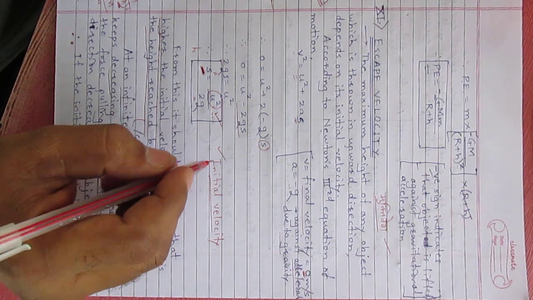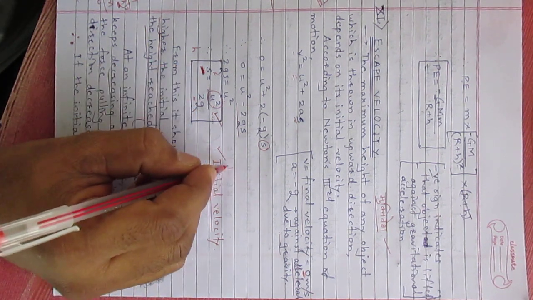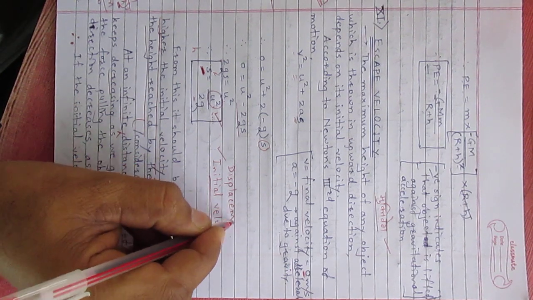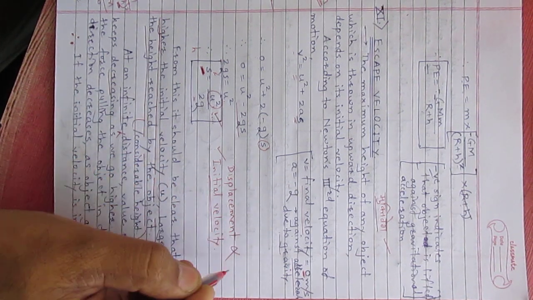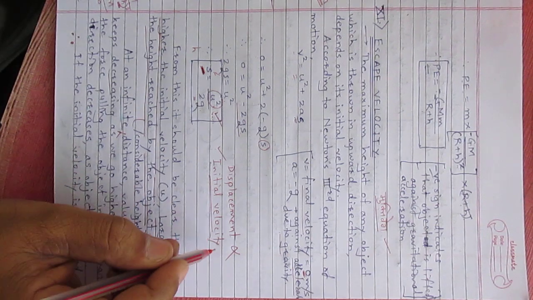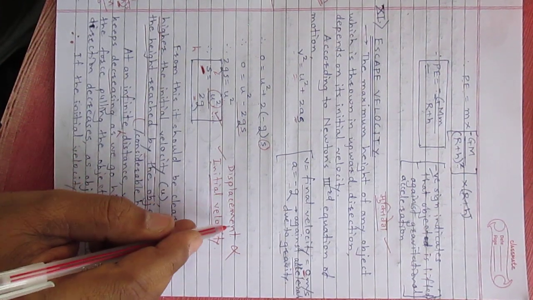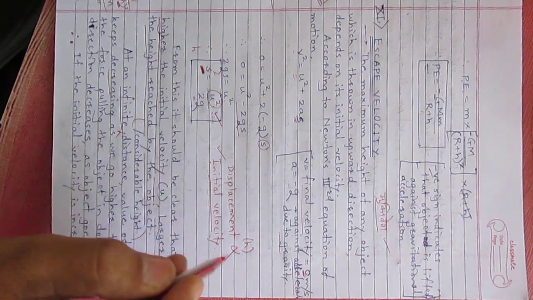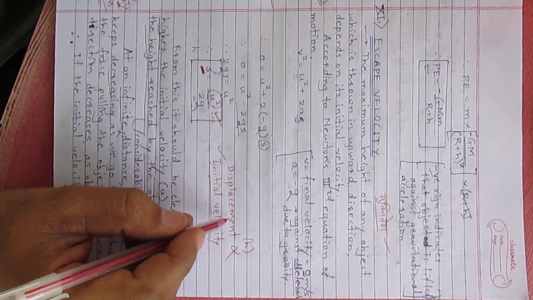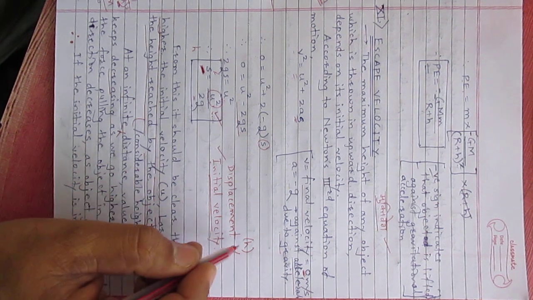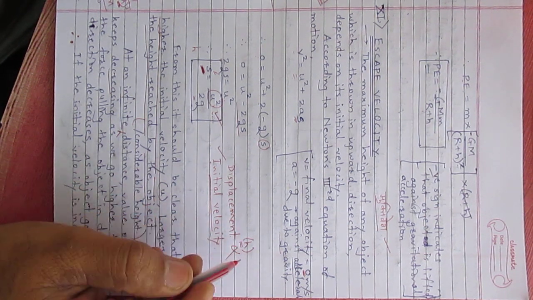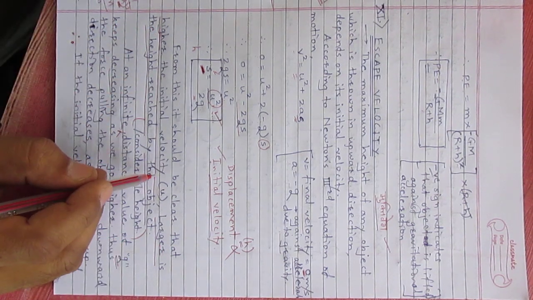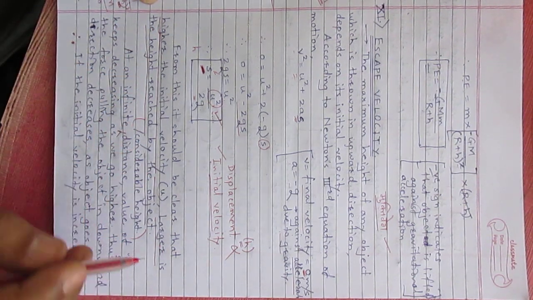This clearly indicates that s, that is the displacement, is directly proportional to the initial velocity. The more the initial velocity, the more the displacement, or the more the height. The less the initial velocity, the less its displacement, or the less its height. From this it should be clear that the higher the initial velocity, the larger the height reached by the object.